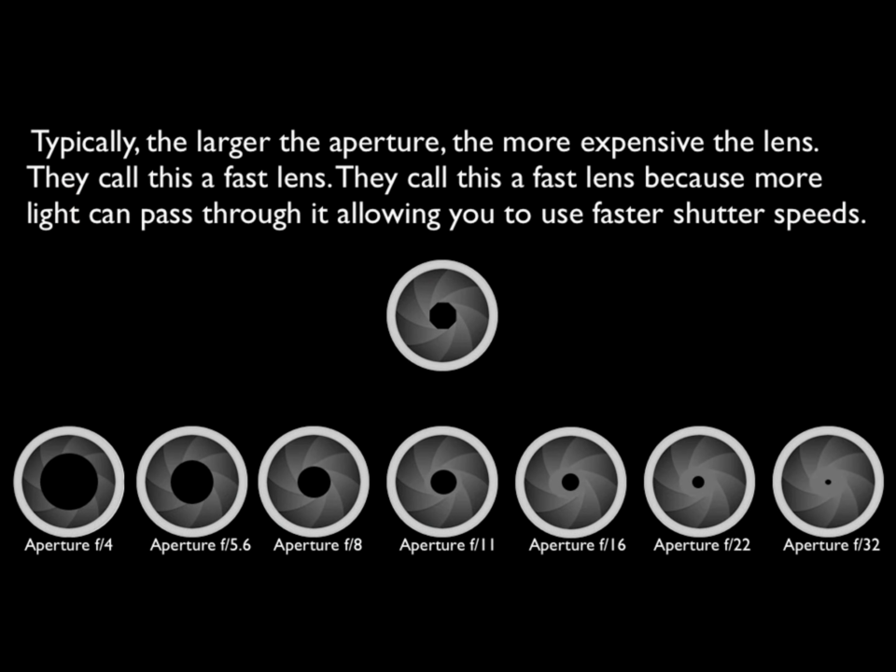Typically, the larger the aperture, the more expensive the lens. They call this a fast lens. They call this a fast lens because more light can pass through it, allowing you to use faster shutter speeds.